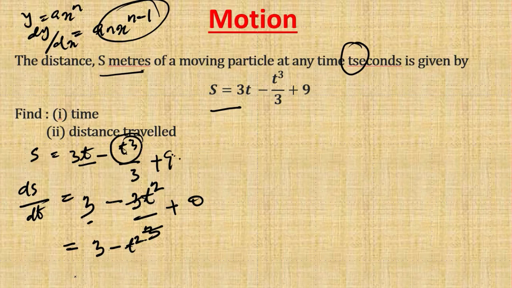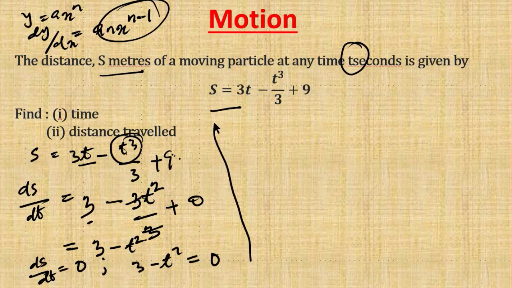Now at the point the motion comes to rest, definitely ds/dt will be equal to 0, which also implies that 3 minus t squared will be equal to 0. So that at that time, which is the total time of the journey, my t squared will be the same thing as 3.